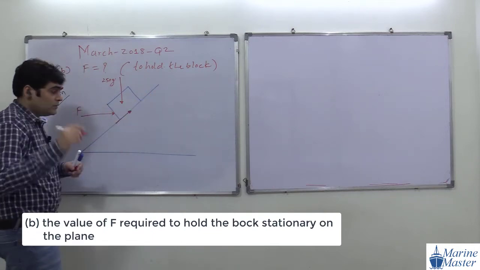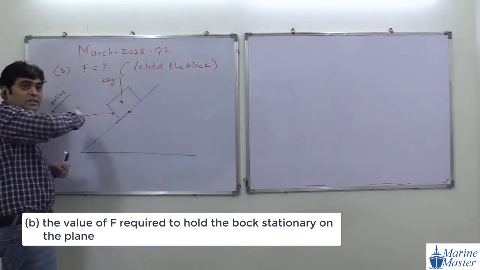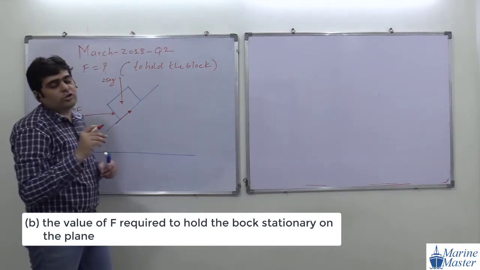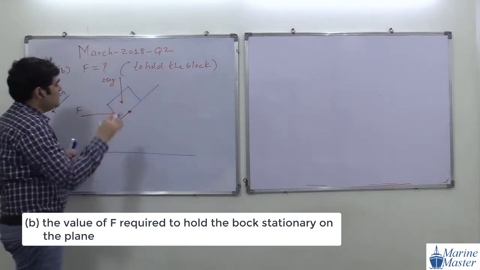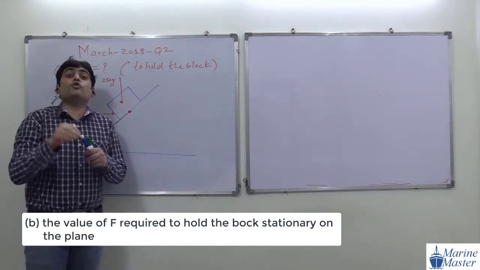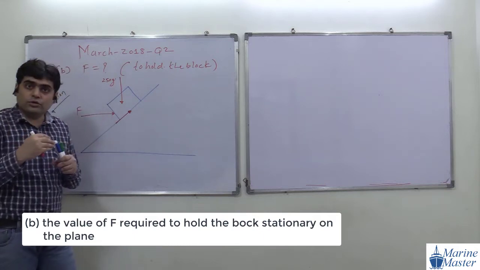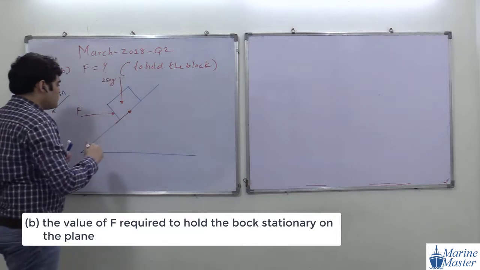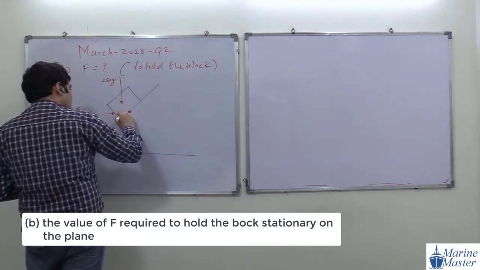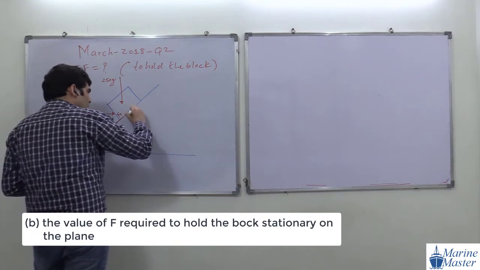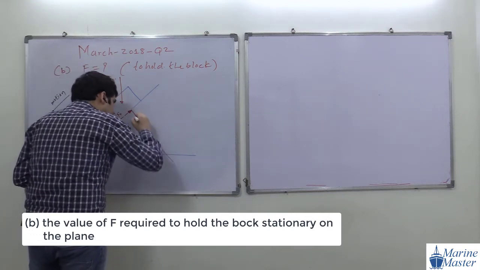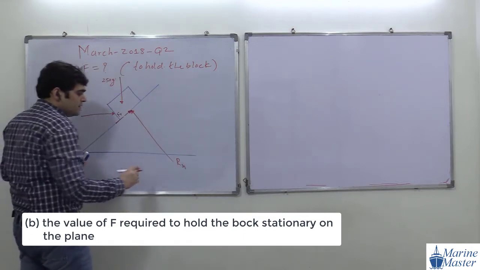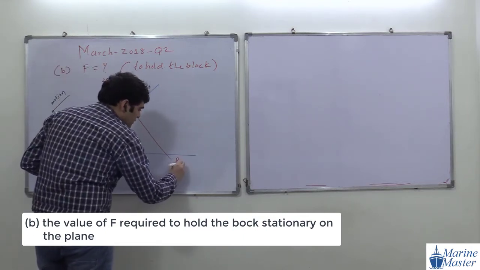In the earlier scenario, friction force is down the plane, because in that scenario the object is going up. But here the object is actually not going down, but it tries to go down. Due to its own weight, the object tries to go down. So that's why friction is up the plane, opposite to the motion. Then there will be the normal reaction. This is the normal reaction.